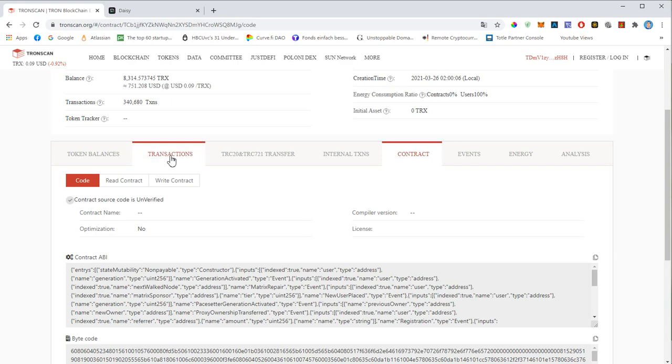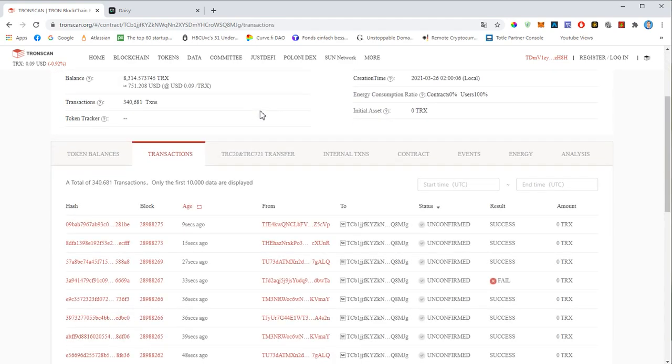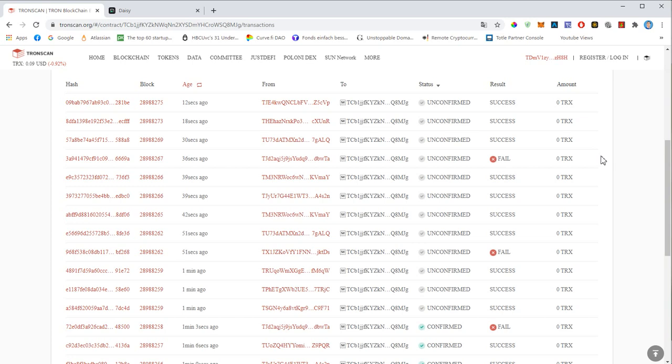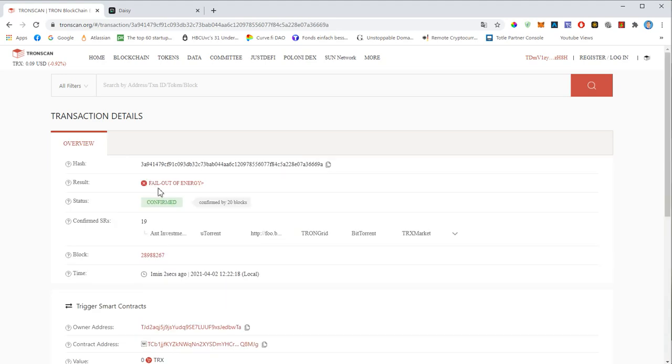So, if you go to transactions, you will see all the recent transactions, right? Some of them have failed, but in 99.9% of the cases, this is due to missing energy. So this is due to the person having no Tron on the wallet, right? The other reason could be a timeout because of blockchain congestion. But in most cases, it is having no Tron on the wallet. You see fail, out of energy.